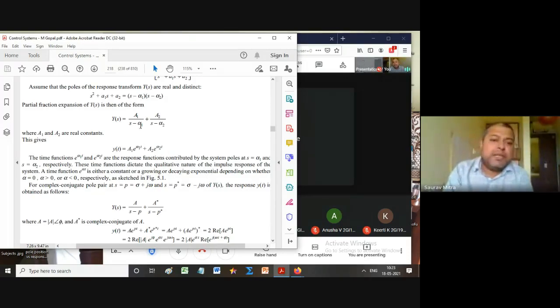Okay, so if we find that alpha 1 and alpha 2 both are negative here, that means s is equal to minus alpha 1, and s is equal to minus alpha 2. In that case, we will find that y(t) is equal to A1 e raised to minus alpha 1 t plus A2 e raised to minus alpha 2 t. That means both are decreasing with respect to time, and both are asymptotic.